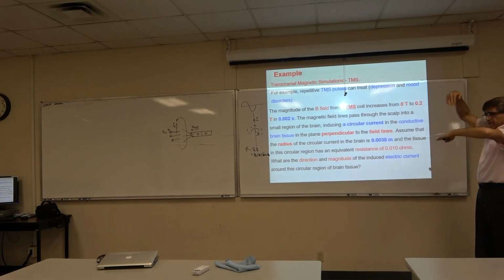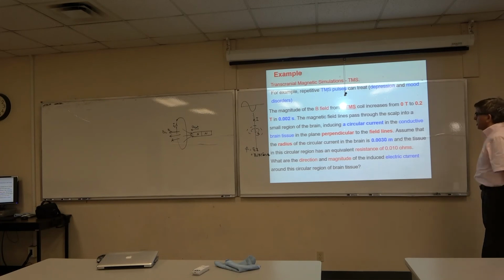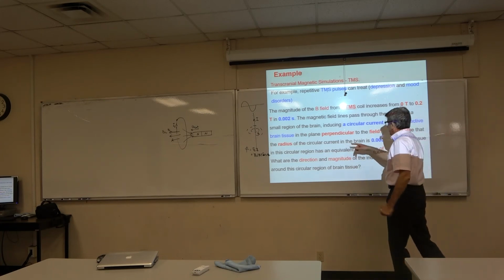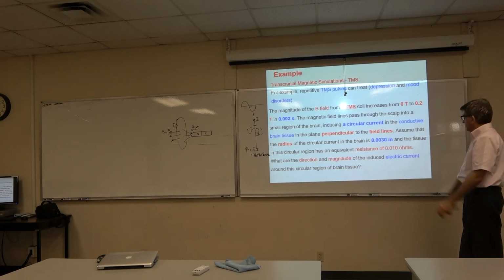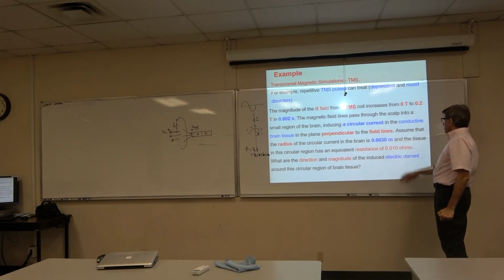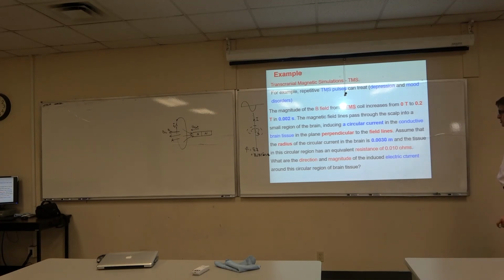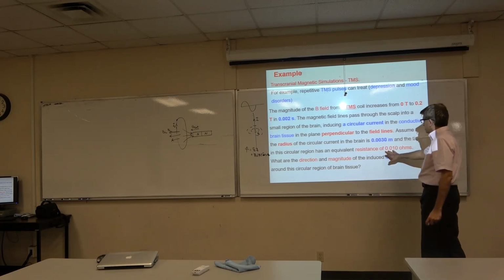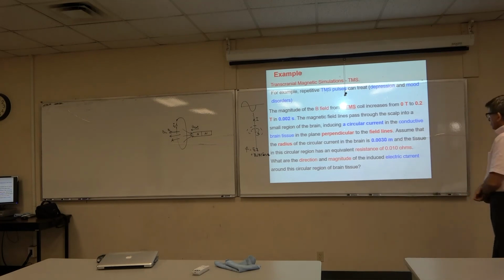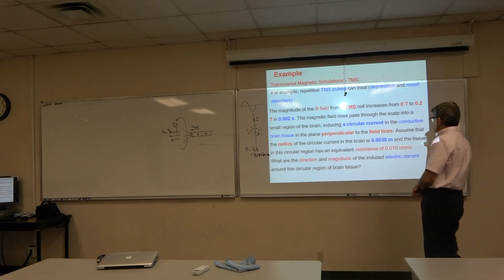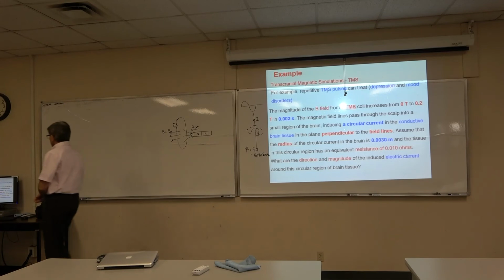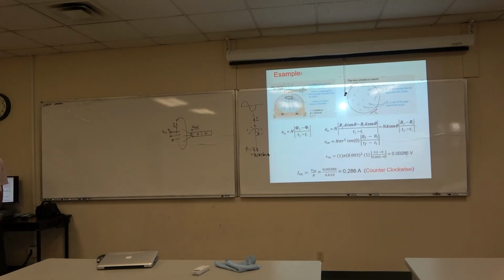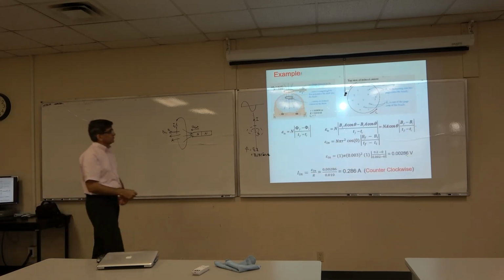Now, plane perpendicular to the field line. Assume that the radius of the circular current in the brain area, which is perpendicular to the field line, is 0.003 meters, and the tissues in the circular region have an equivalent resistance of 0.010 ohms. What are the direction and the magnitude of the induced current around the circular region of the brain tissue? So let's see what we can do here.